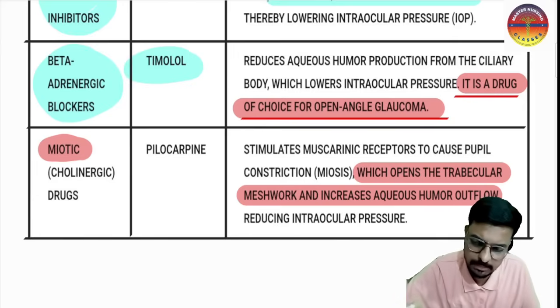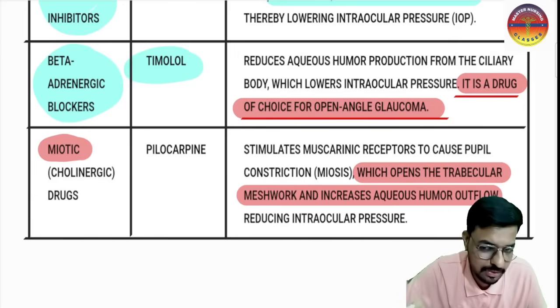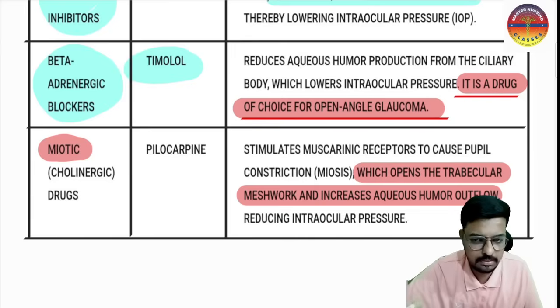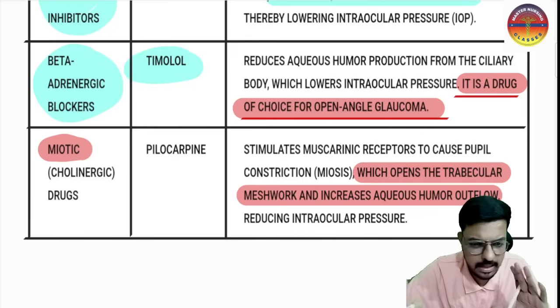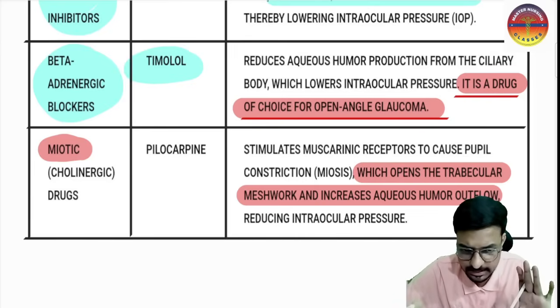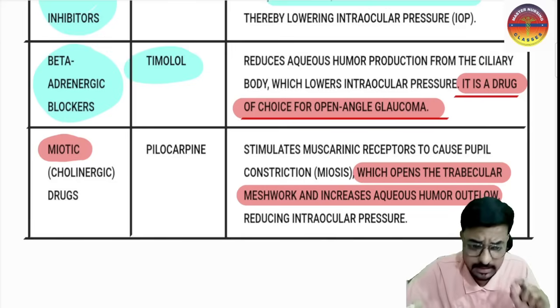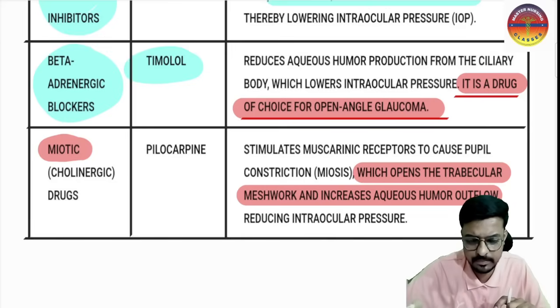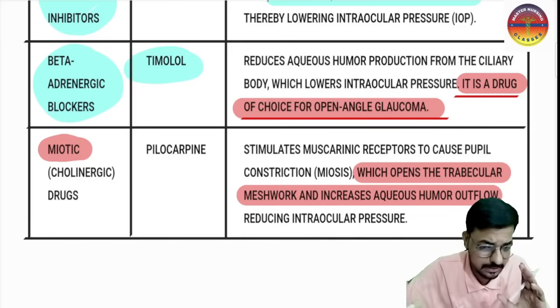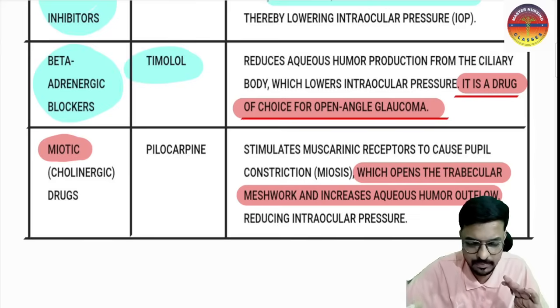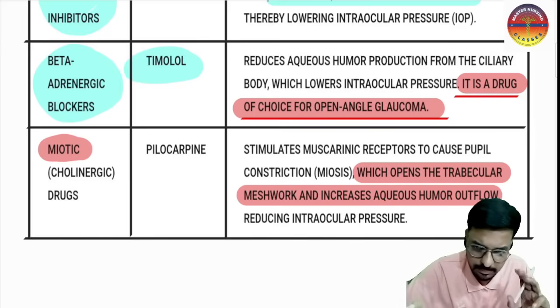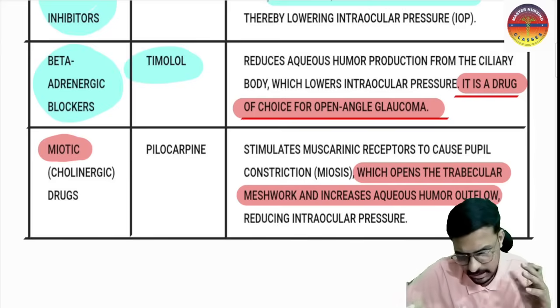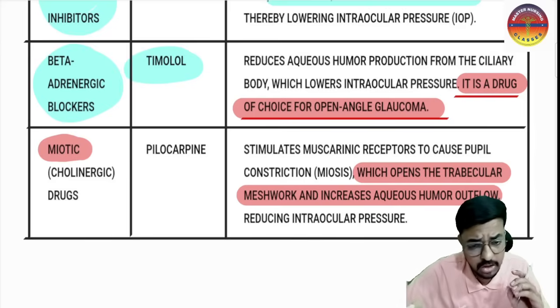Now tell me whether the beta blockers will open the angle or close the angle. Beta receptors are the adrenergic receptors, or the sympathetic receptors. If you are blocking the sympathetic receptors, what happens? There is no sympathetic nervous system action. No sympathetic action means no dilation of the pupils, and no dilation of the pupils means no worsening of the glaucoma. So the beta blockers indirectly cause constriction of the pupils only.